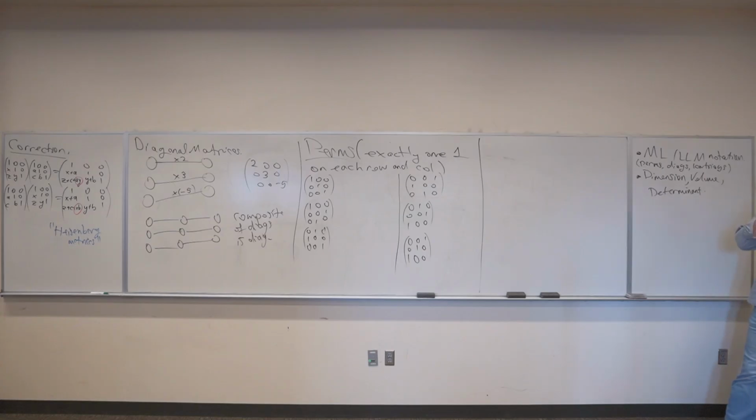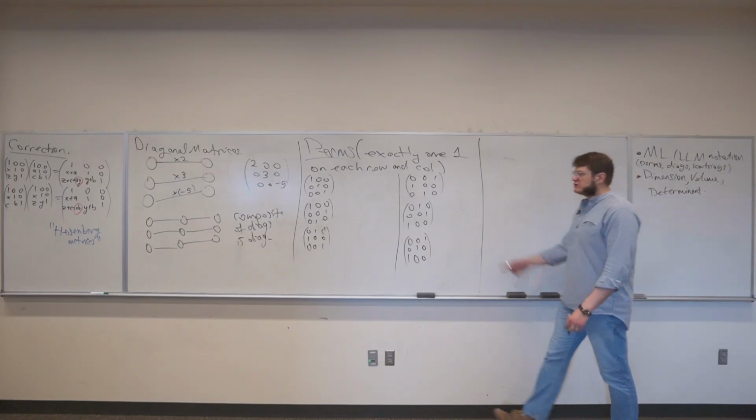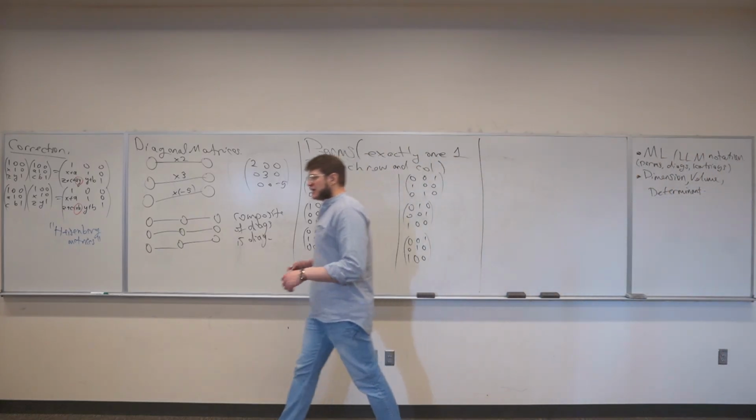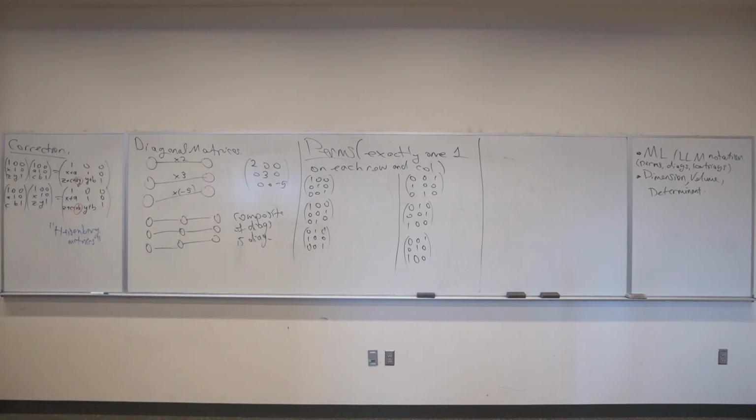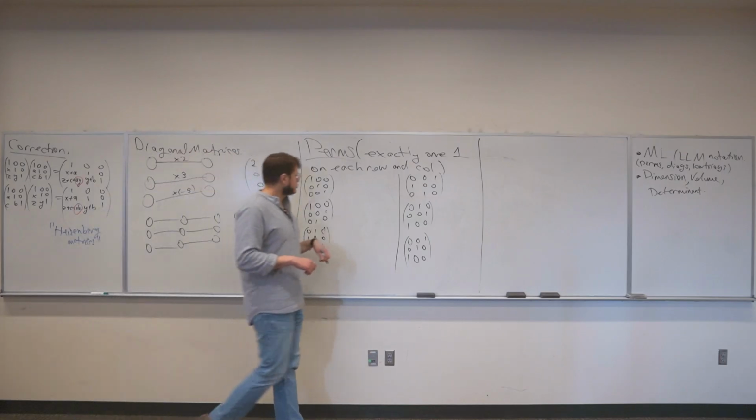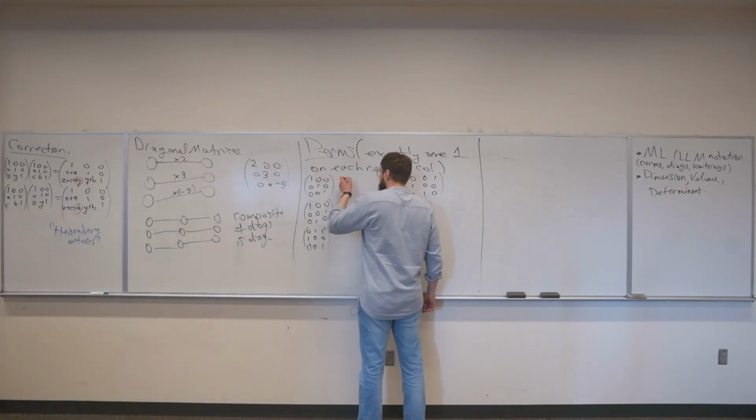As you see, on each row and on each column, I have exactly one 1. In general, in the case of n by n, you would have exactly n factorial permutations. In any event, in machine learning notation, let's try to draw these.